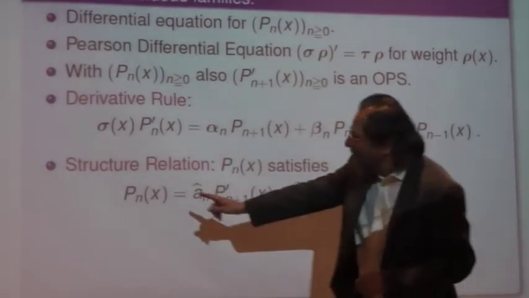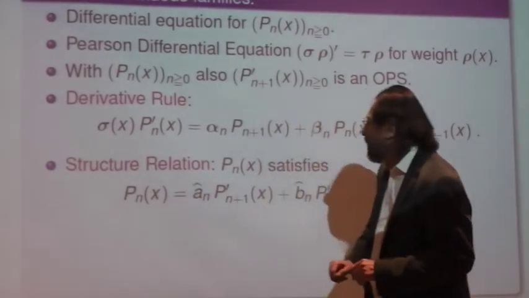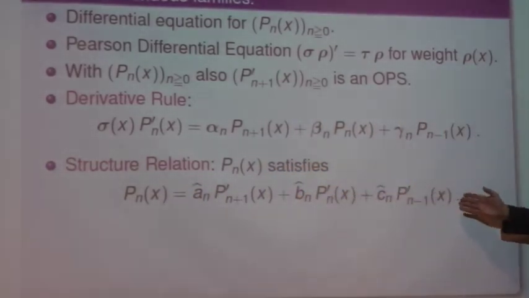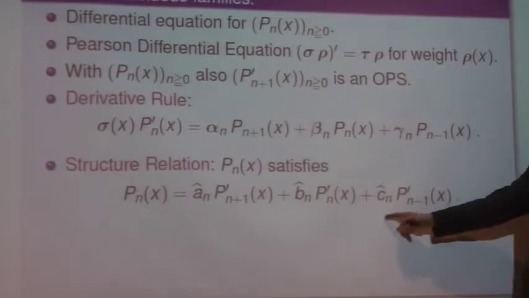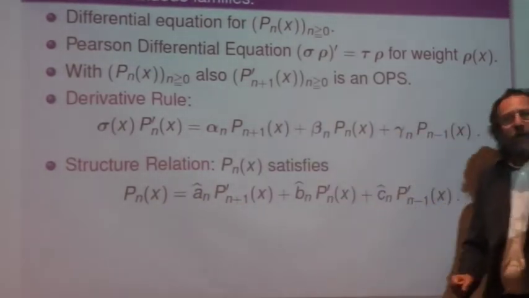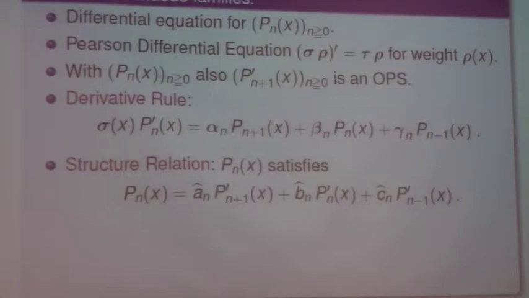Here in this relation, our polynomials themselves are written in terms of their derivatives, and the main thing is that all these are constants here. No x appears here on the right-hand side, nothing like this. And if you have such a relation, you get exactly the same families that we saw before.